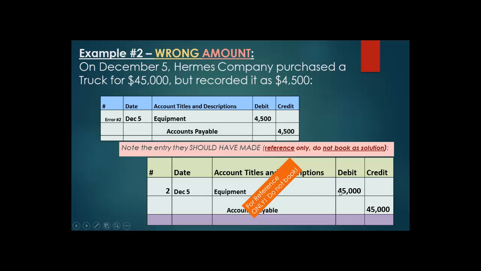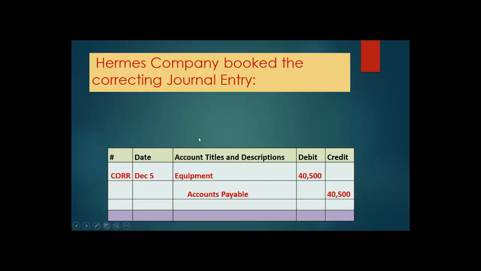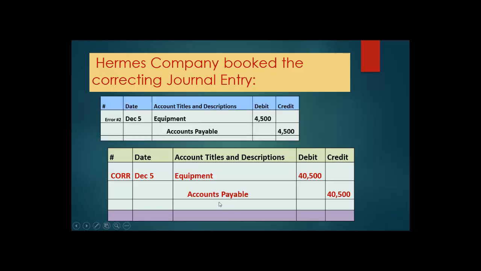So the adjustment is to book an additional $40,500 to both of these accounts. So here we go. Debit equipment, credit accounts payable. Again, let's take another look at that error. The combination of the $4,500 in the first journal entry and the $40,500 in the correcting journal entry will correctly bring that journal entry to $45,000, and that's where we want to be.